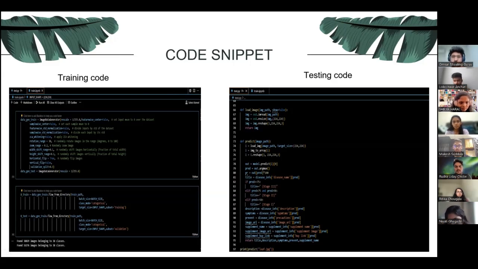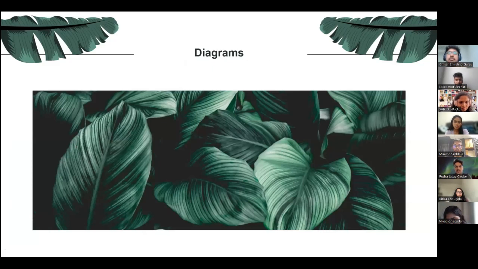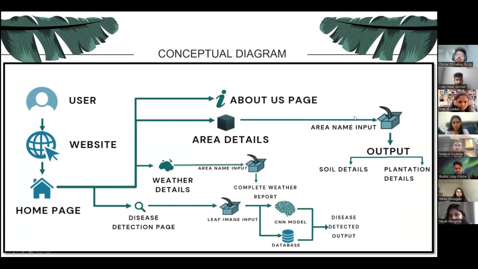Hello everyone. I will be explaining next about the diagrams. So we have multiple diagrams here. Let's start with a conceptual diagram or architecture diagram. When a user is logging onto our website, he will basically start with the login process. If he doesn't have an account, he will create an account with the login ID, user ID and password. Then he will directly land on our home page.